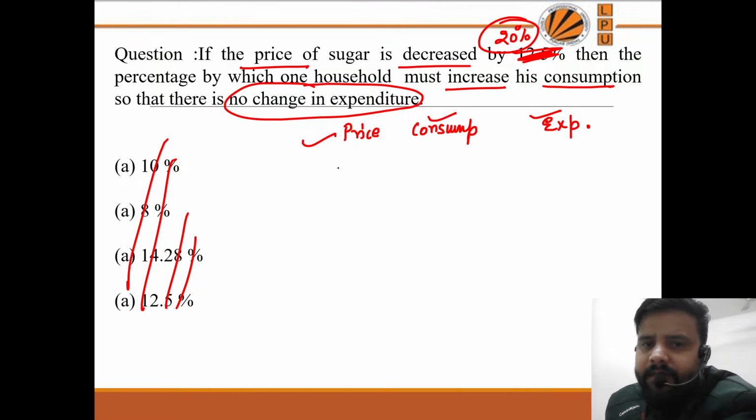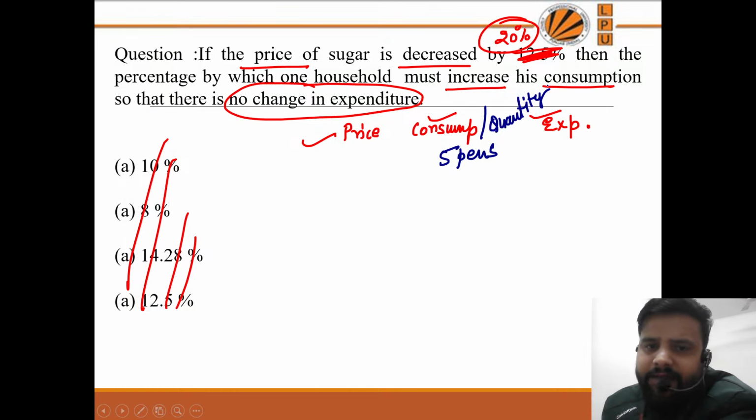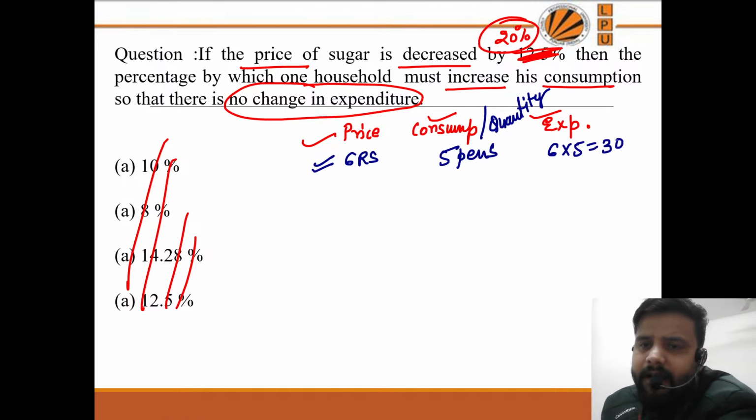Let's say you buy 5 pens. That is quantity. Consumption is also referred to as quantity sometimes. You buy 5 pens. The price of 1 pen is 6 rupees. So how much did you spend? Listen again. The price of 1 pen is 6 rupees. You bought 5 pens. So your expenditure would be 6 into 5, which is 30.